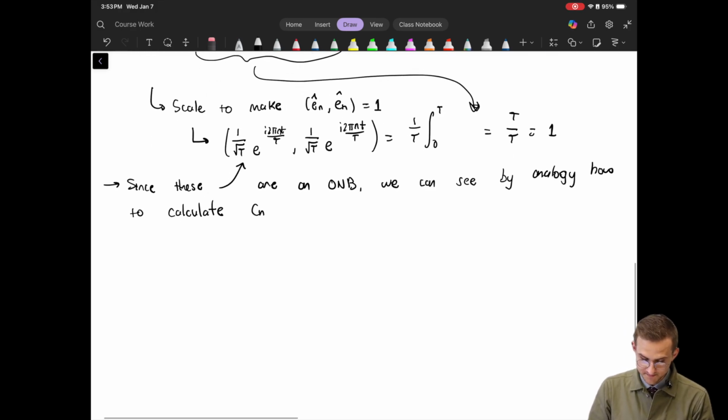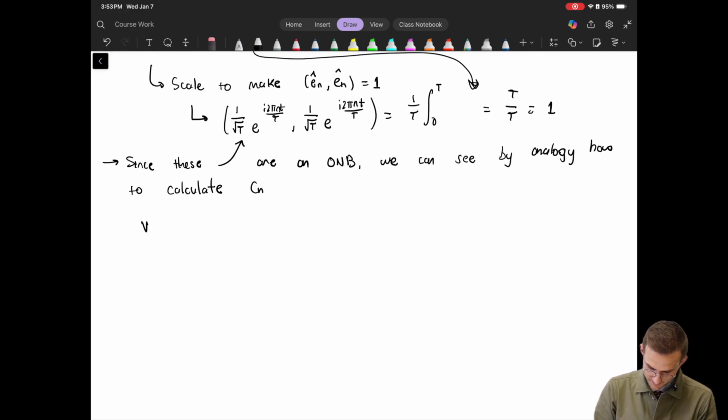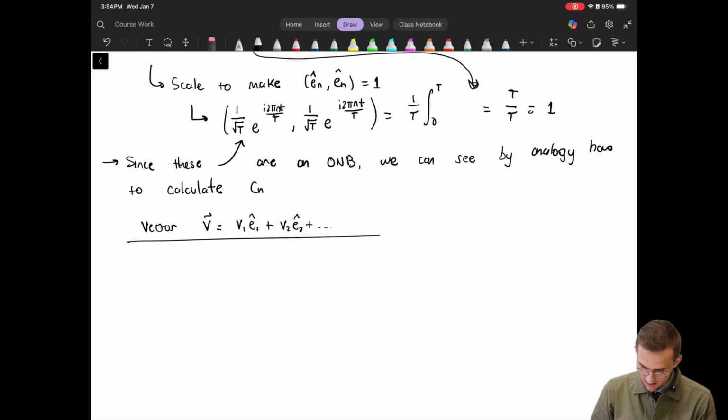Okay, so in vector land, where v is equal to v1 e1 hat plus v2 e2 hat, and so on, the way you can calculate v1 is by taking the overall vector v and performing the dot product of that with e1, right?